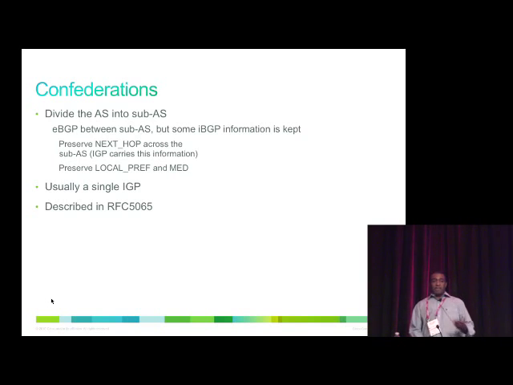Confederation has the same effects, but in a different way. It's used to deal with the full mesh problem. In this case, it creates multiple sub-confederations. Each sub-confederation becomes its own autonomous system. It usually uses a private ASN for the sub-confederation. It is still one autonomous system, but with sub-autonomous systems.